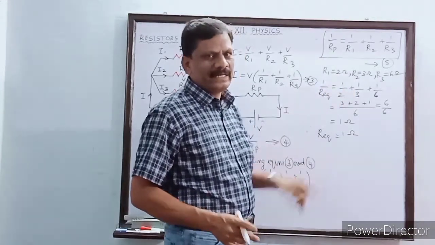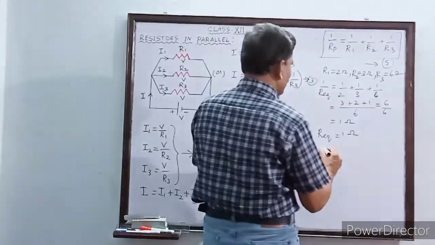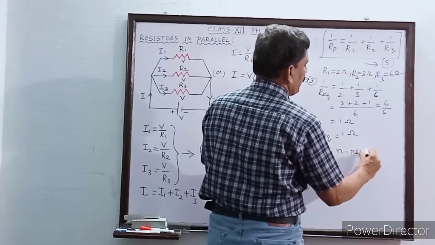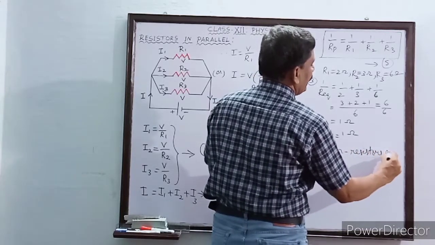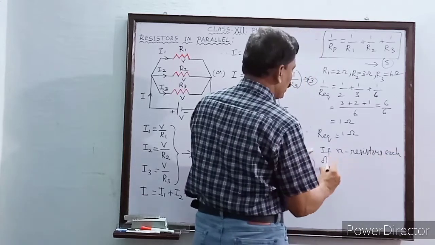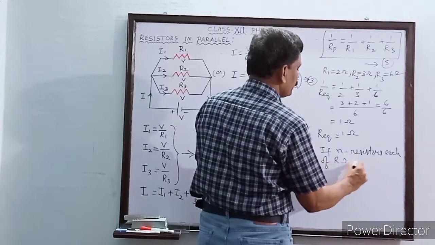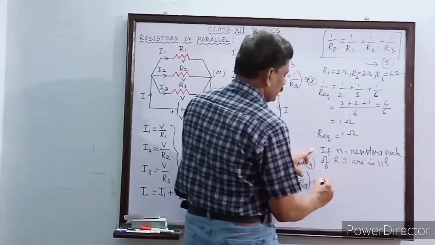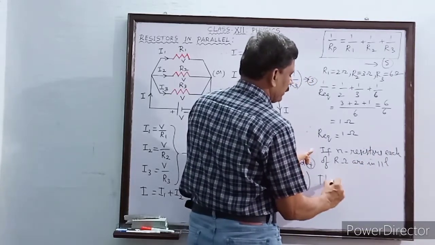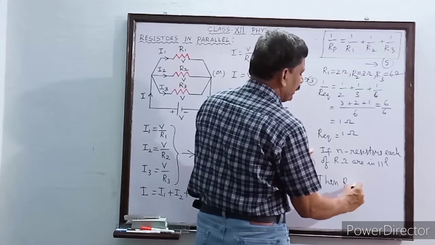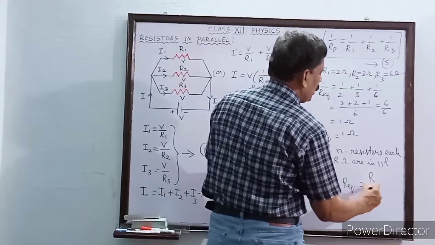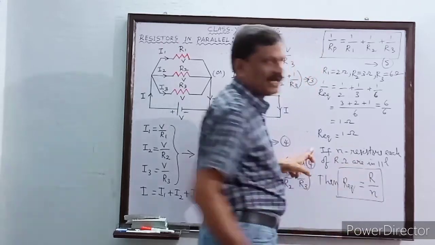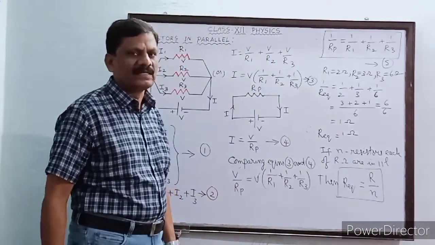Understand? Now let us take that if n resistors, each of R ohm, are in parallel, then R equivalent will be equal to R divided by n. This is very important for solving MCQs in competitive exams.